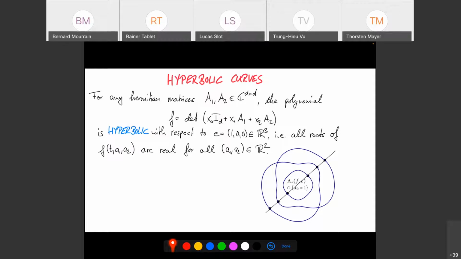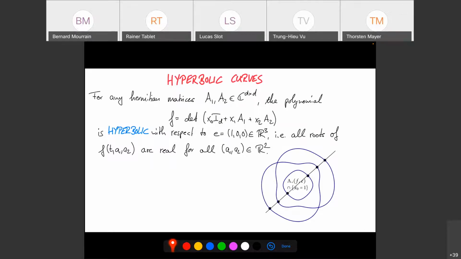So for any Hermitian matrices, for example, the real part of A and the imaginary part of A, that was our context before, we form this hyperbolic polynomial, which is hyperbolic with respect to (1, 0, 0), because at this point (1, 0, 0) we get a positive definite Hermitian matrix if we plug into this linear matrix. Okay, so this means all roots are real. I guess Daniel explained that this is because we essentially get the characteristic polynomial of a Hermitian matrix if we restrict to a line like this.